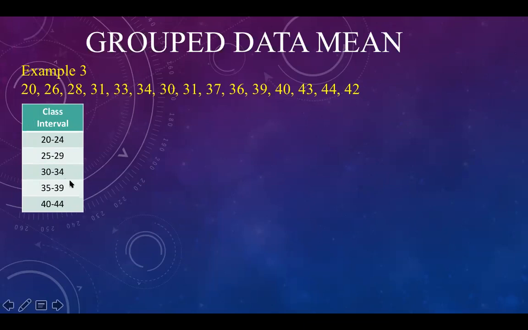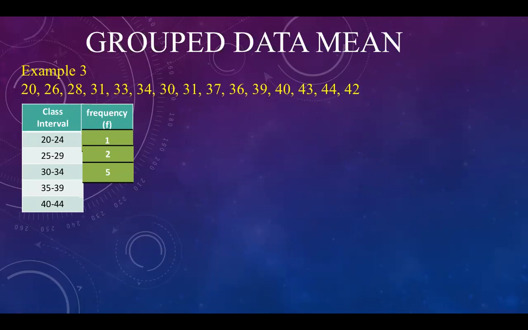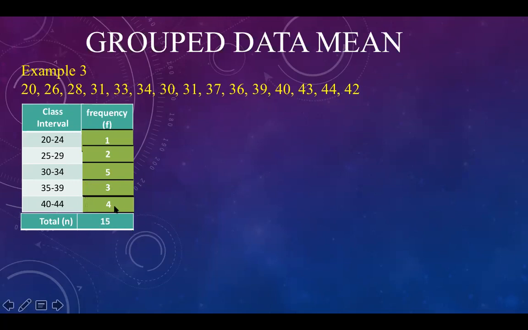Here I have made the class intervals, and next I have tallied the frequencies. In the first class, 20 to 24, there is only one observation, so the frequency is 1. In the second class, 25 to 29, there are 1 and 2 observations, and the frequency is 2. In 30 to 34, there are 1, 2, 3, 4 and 5 observations, so the frequency is 5. And in 35 to 39, there are 1, 2 and 3, so the frequency is 3. And in the last class there are 4 observations, so the frequency is 4. The total number of observations is 15, and so is the sum of the frequencies, it's 15.